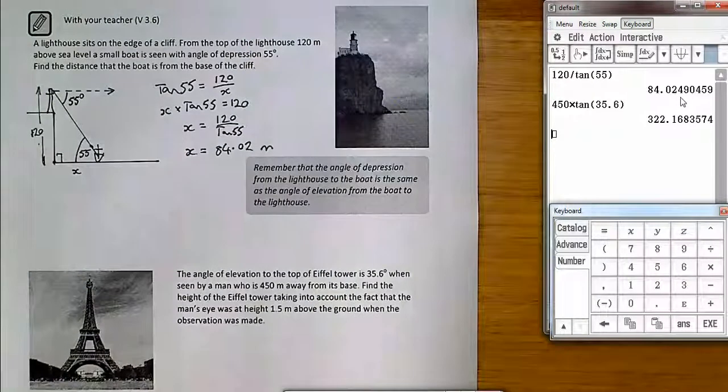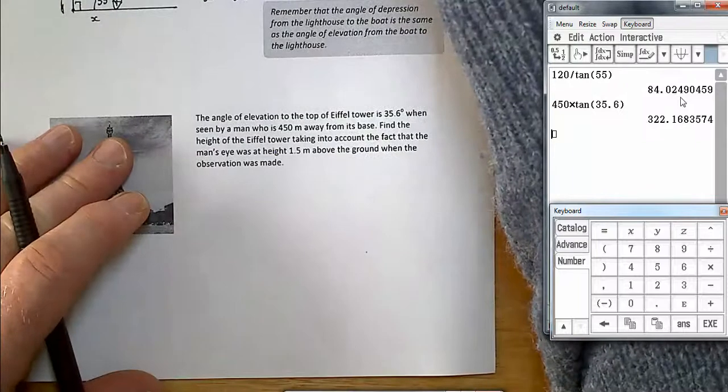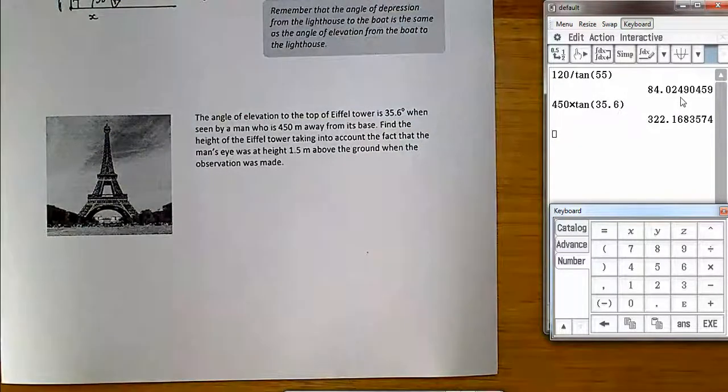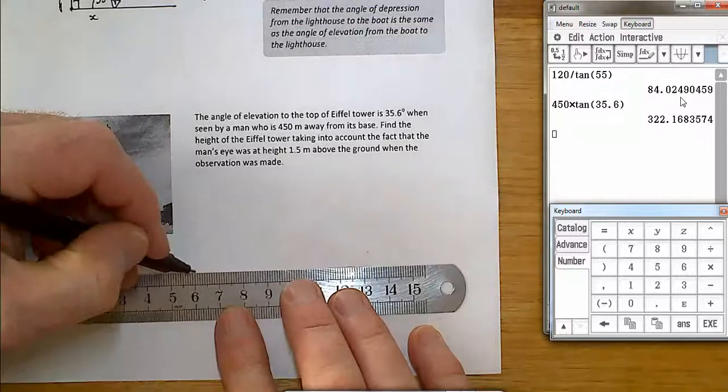Okay, we've got another question down the page. Just let me rearrange my page a little bit. The angle of elevation to the top of the Eiffel Tower is 35.6 degrees when seen by a man who's 450 metres away from its base. Find the height of the Eiffel Tower taking into account the fact that the man's eye was at height 1.5 metres above the ground when he made the observation.